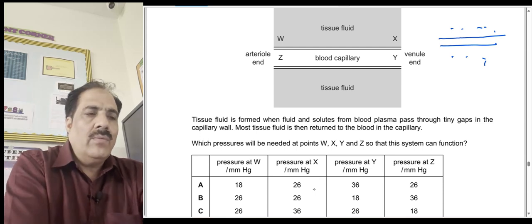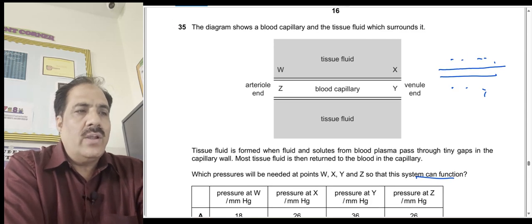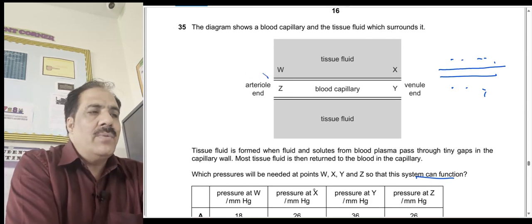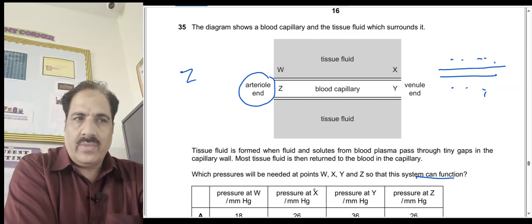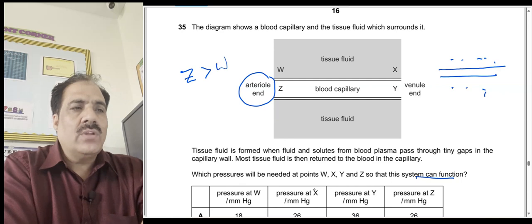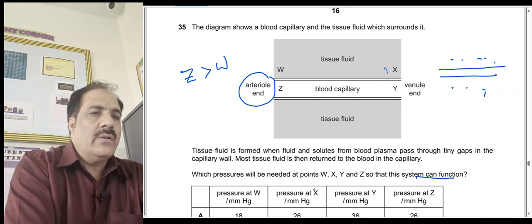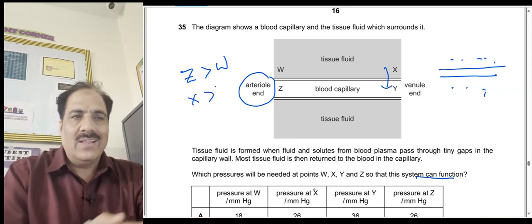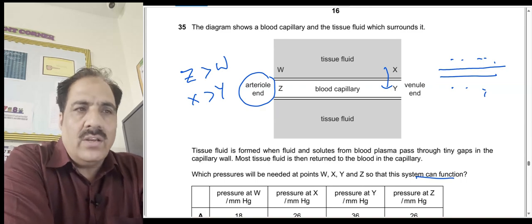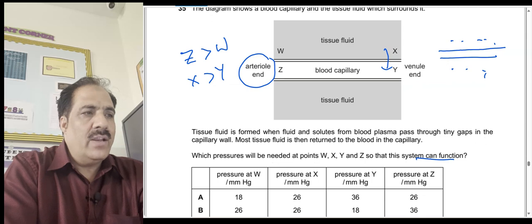So first of all, we see that the fluid is lost at the arteriole end. So at the arteriole end, Z, the pressure in the capillary should be greater than the pressure in the tissue fluid. Then the fluid returns to the capillary over here. That means X should be greater than Y, because only when the pressure in the tissue fluid is more than in the capillary will fluid move into the capillary. So Z should be greater than W and X should be greater than Y.